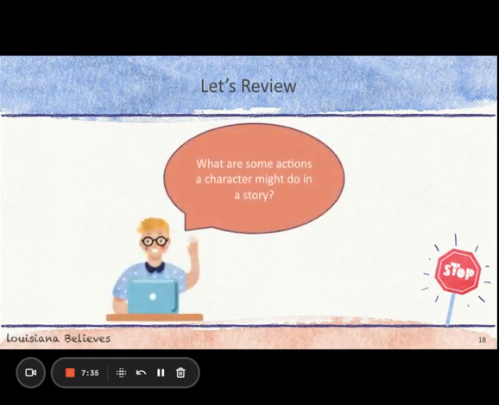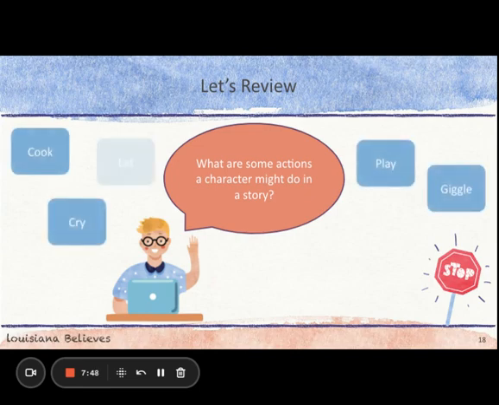The question said, what are some actions a character might do in a story? Your answer could include many different actions, such as cook, giggle, cry, play, eat, and scream.